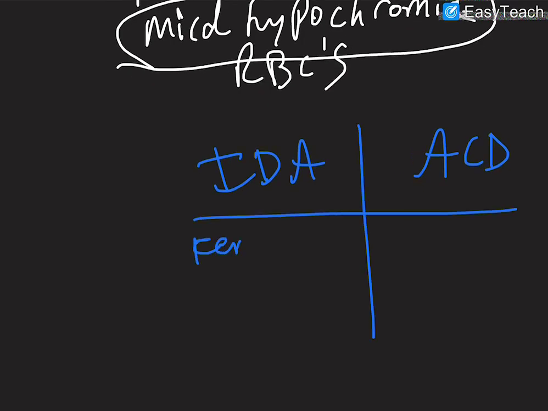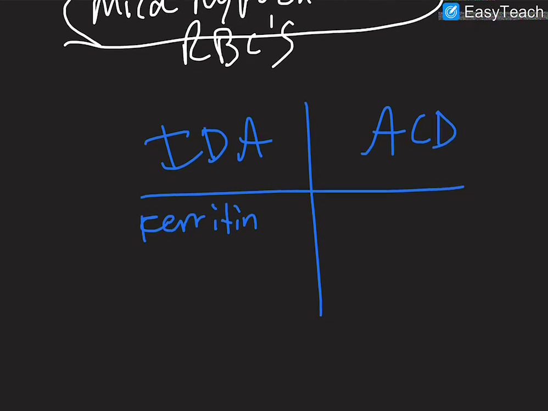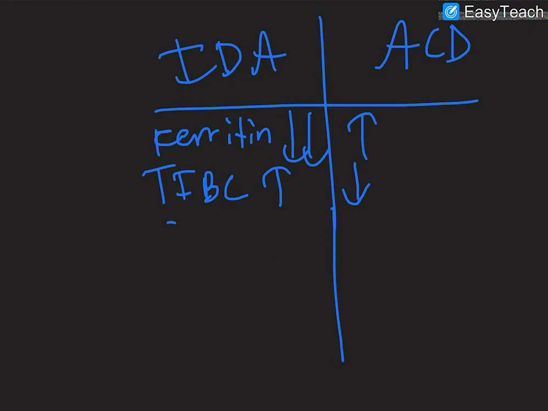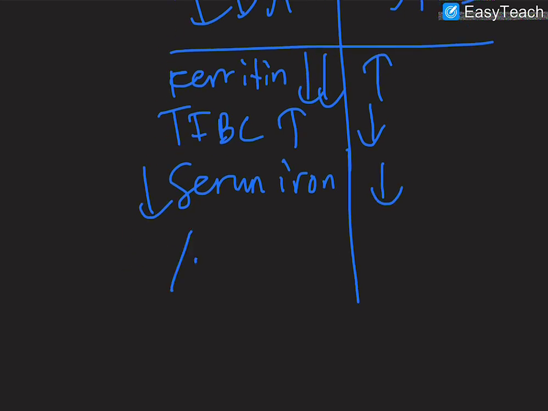So ferritin is really low in iron deficiency anemia, but in anemia of chronic disease, it's elevated. TIBC is elevated in iron deficiency anemia, but low in anemia of chronic disease. And then serum iron is low in both. That's why it's anemia, so it's low in both. And then percent transferrin saturation is low in both also because you have low serum iron.